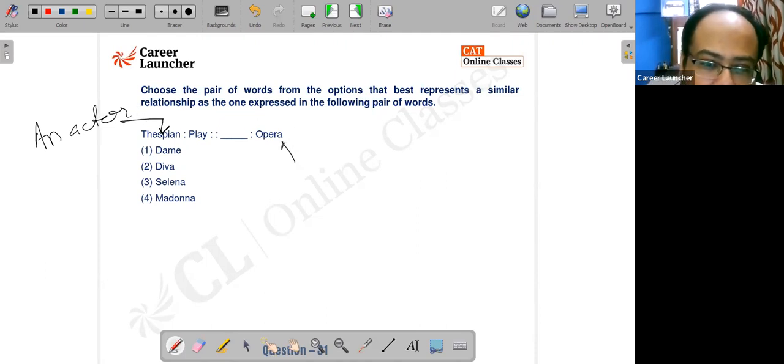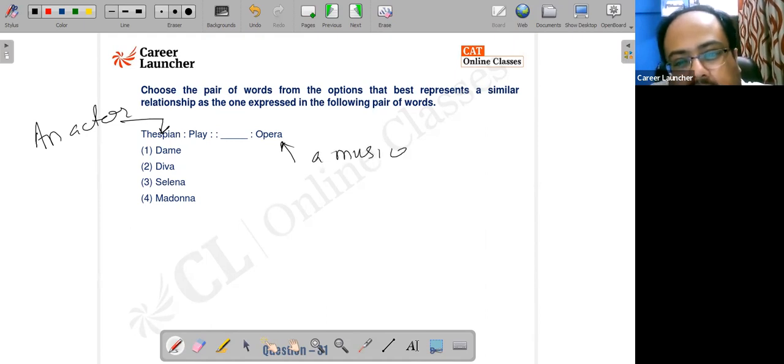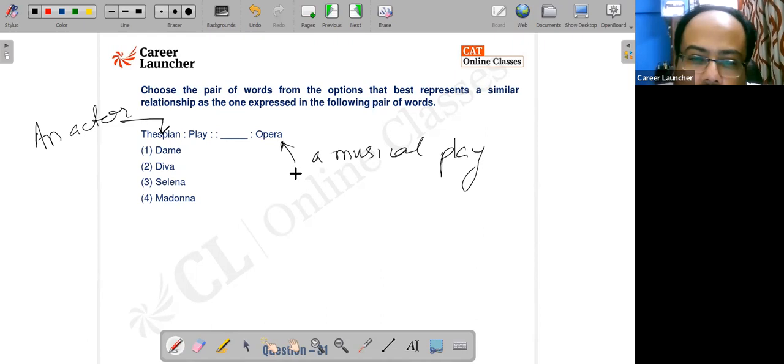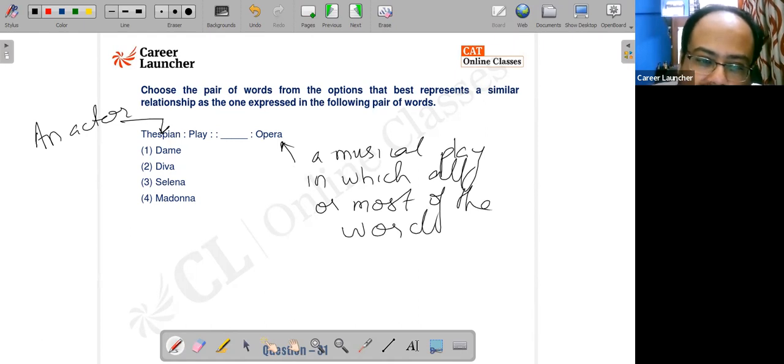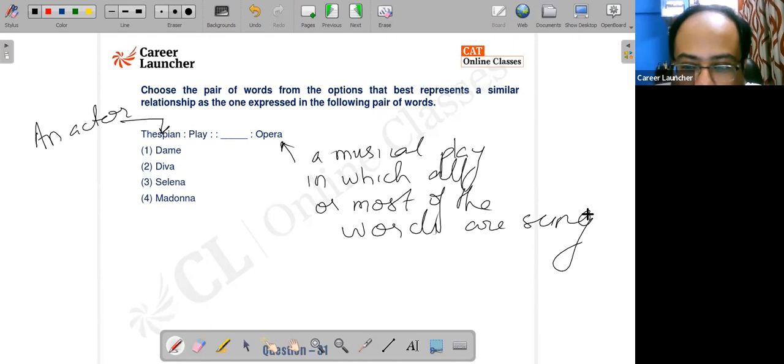What is an opera? Opera is basically a musical play in which all or most of the words are sung. Just make a note of this. An opera is a musical play in which all or most of the words are sung.